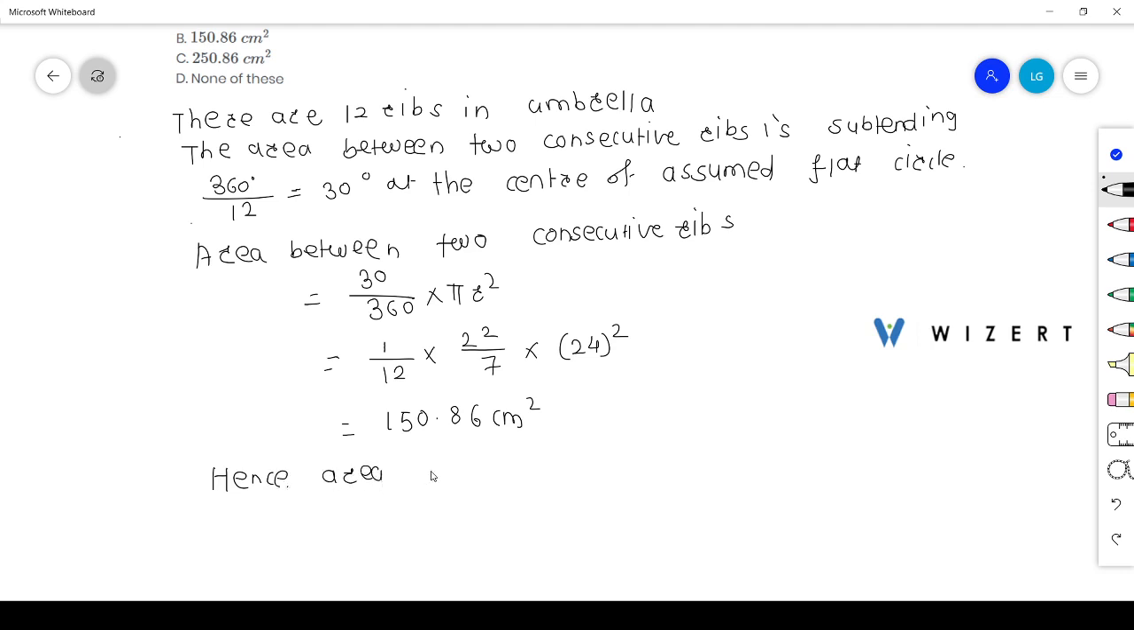Hence, area between two ribs is 150.86 square centimeters. So our correct option is option B.